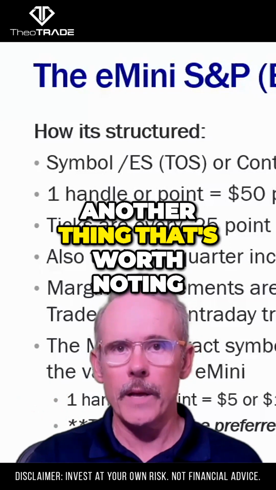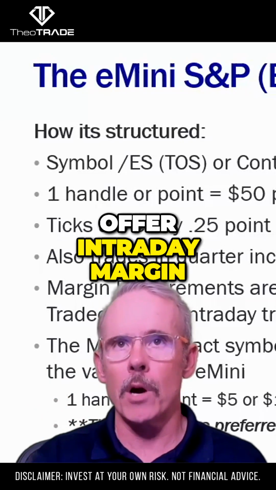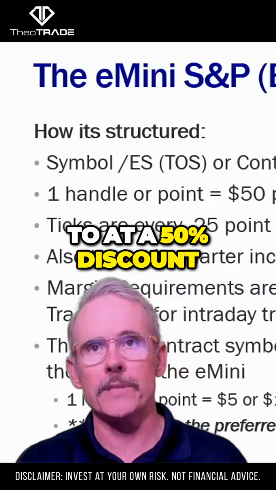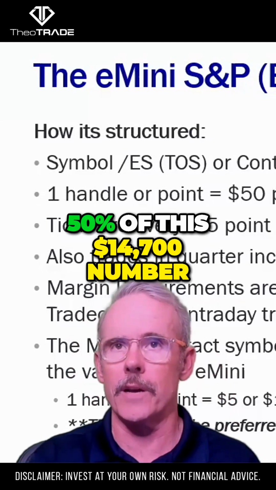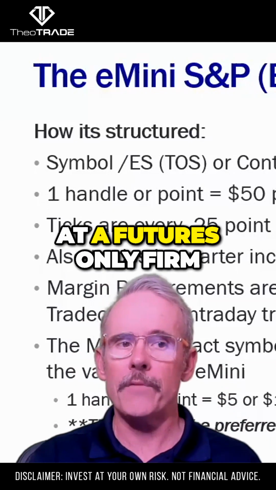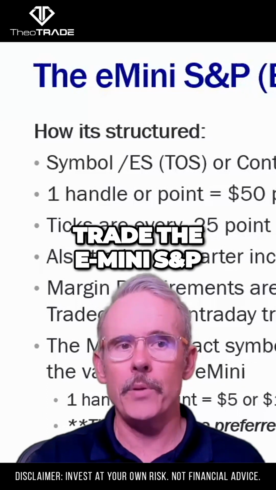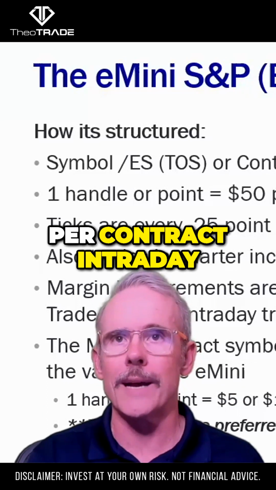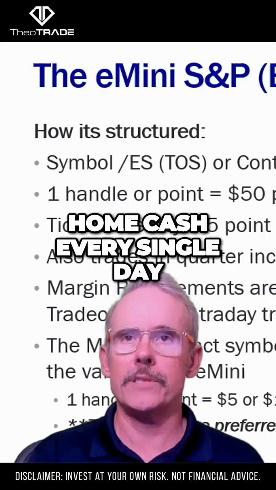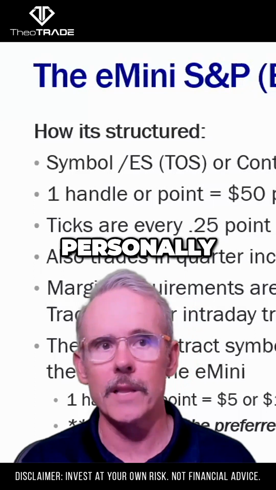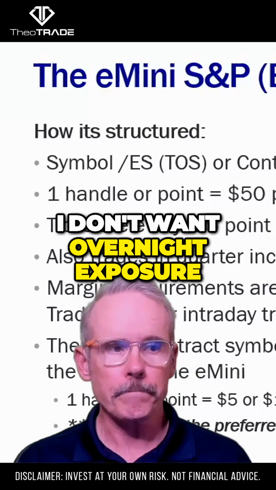Another thing that's worth noting, if you are a Thinkorswim trader, they do not offer intraday margin. I think they used to at a 50% discount, which would be 50% of this 14,700 number. If you're at a futures only firm, they allow us to trade the E-mini S&P at $500 margin per contract intraday. You cannot take it home. You have to go home cash every single day. I prefer that. Personally, I don't want to take the thing home. I don't want overnight exposure.